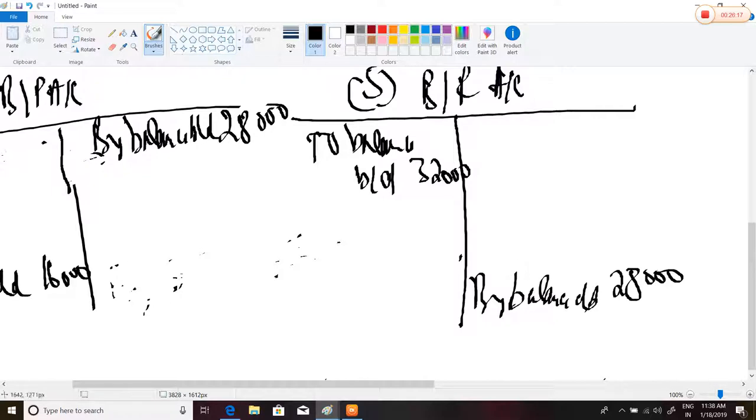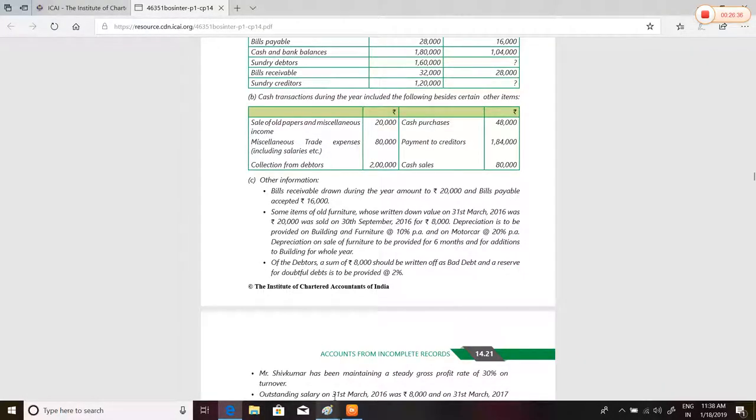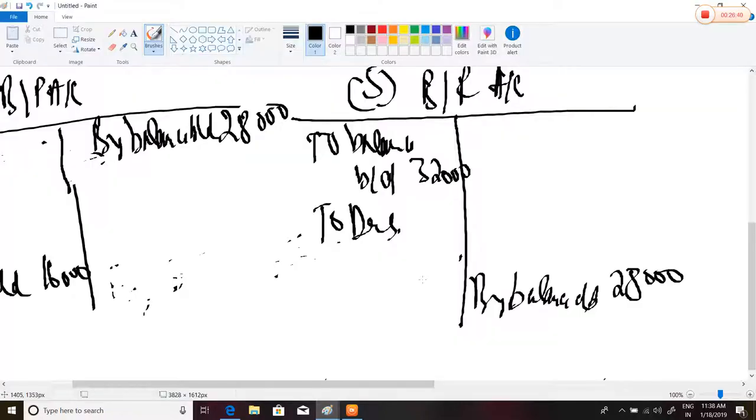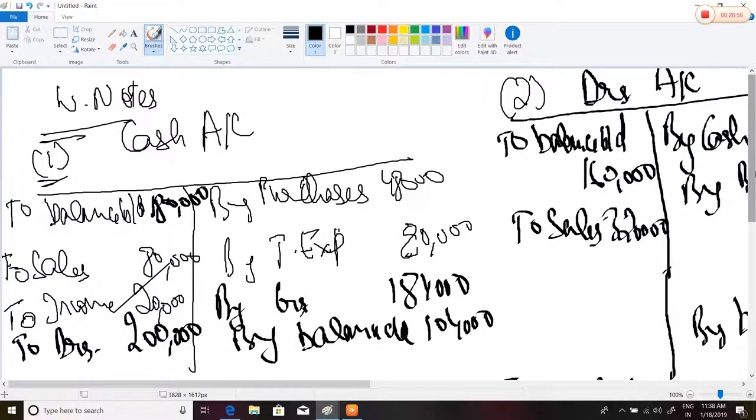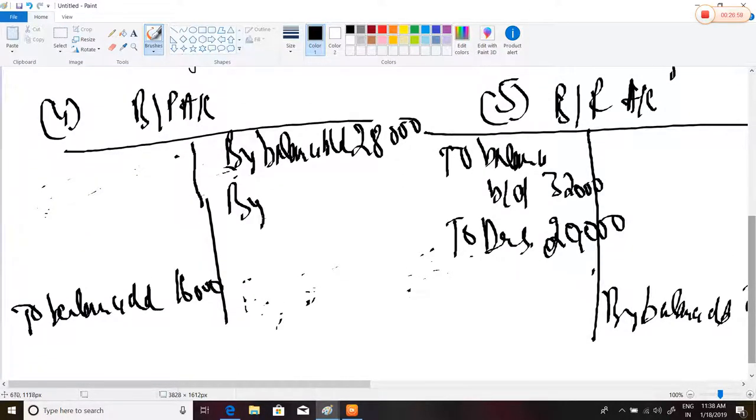Bills receivable drawn. To debtors. How much? How are the bills? 20,000. And debtors account, by bills receivable 20,000 and bills payable accepted 16,000. By bills payable 16,000.